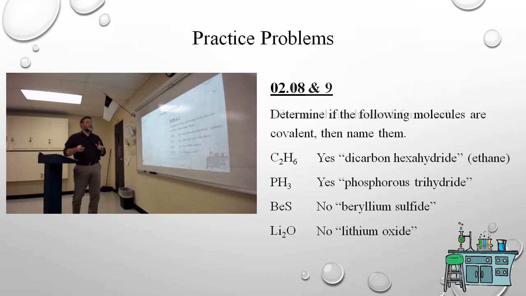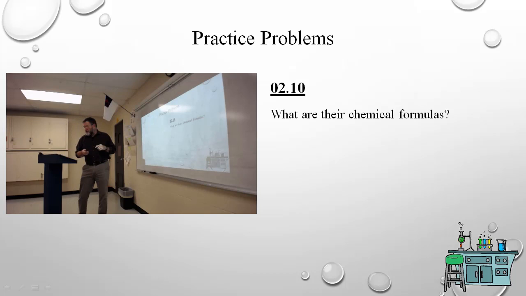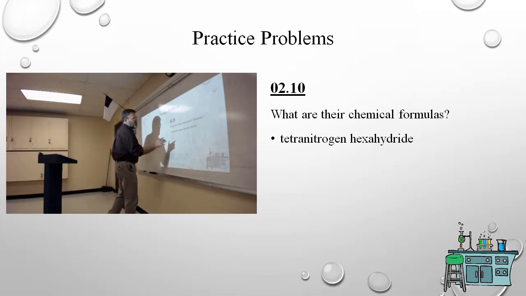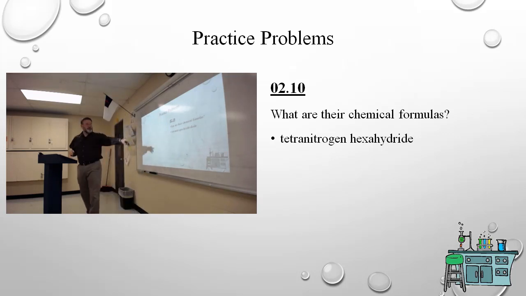Everybody? All right. Number 10, what are their chemical formulas? Tetranitrogen hexahydride. We'll start by asking, what are the elements that are involved? Look at this, separate the prefixes out, and look at the second parts and look for the element names. So the first element here is nitrogen, right? So some nitrogens and some hydrogens, right? We've got a certain amount.